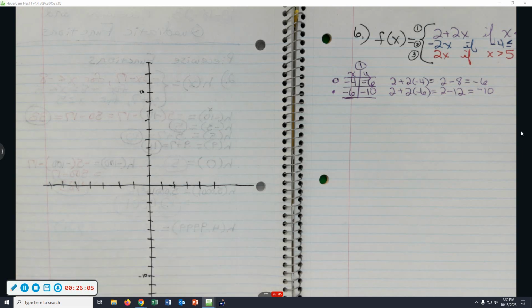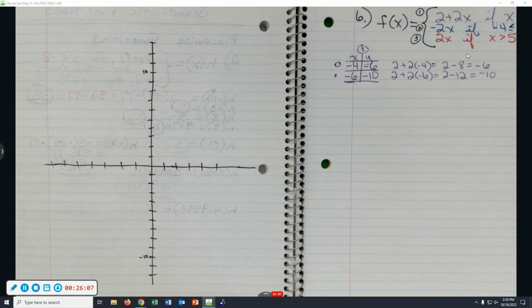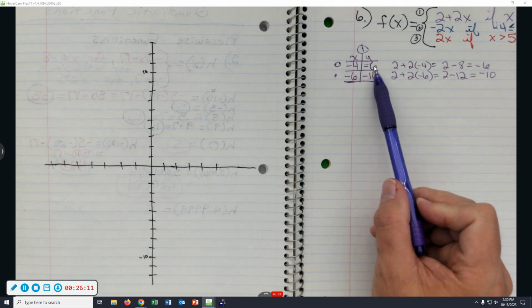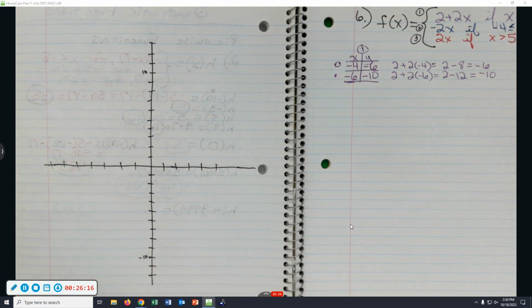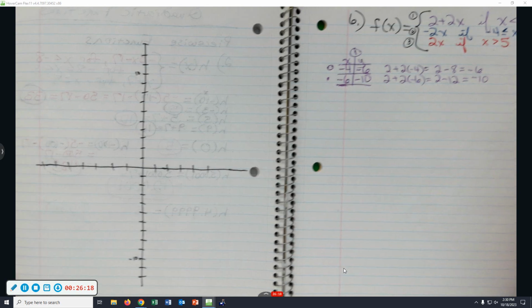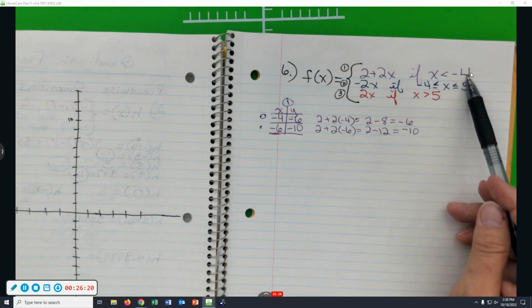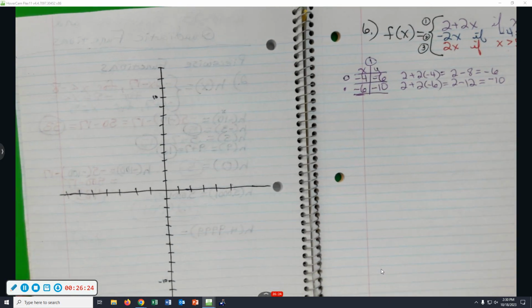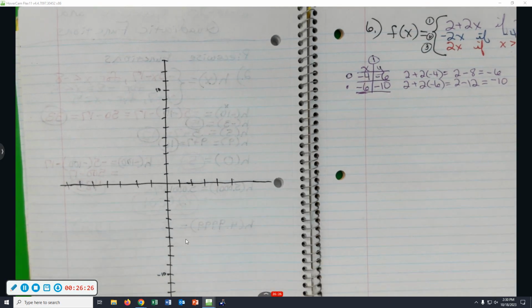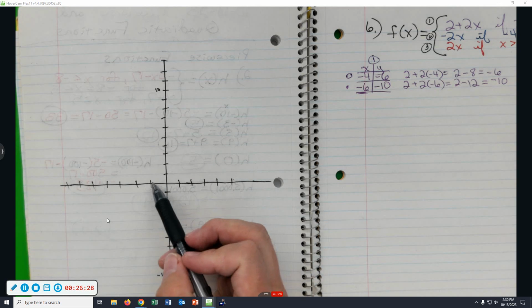Okay, and the first point I'm going to label is at -4, -6. 1, 2, 3. You know something? It's a good idea. What were the cut points? He said they were -4 and +5. Label those numbers very clearly on the x-axis, because that's where the pieces are going to change.